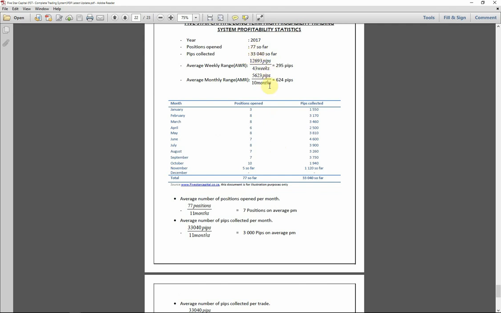77. And then on average, I collect 625 pips per trade. This is the average monthly range. So on average, gold moves 600 pips from the lowest price to the highest price. You understand? And then the average weekly range is 300 pips, from the lowest price to the highest price. Lowest price meaning the Tuesday stop hunt, until the highest price, which is the Thursday Friday reversal.